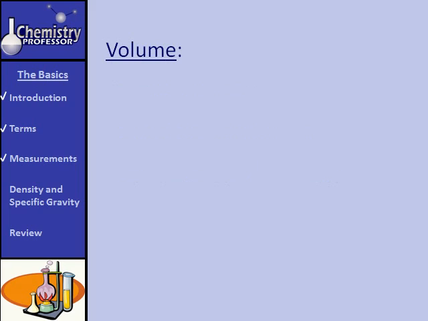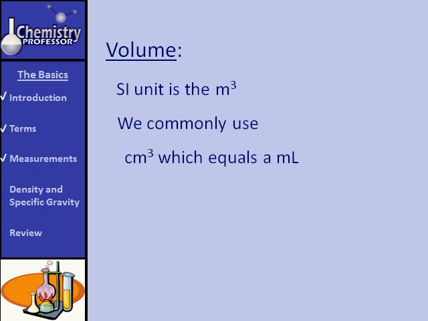For volume, the standard unit is the cubic meter. Now, ladies and gentlemen, the cubic meter is huge. A cubic meter is larger than 27 cubic feet. And in chemistry, that gets to be a little unwieldy. So what we commonly use is the cubic centimeter, which is exactly equal to a milliliter.